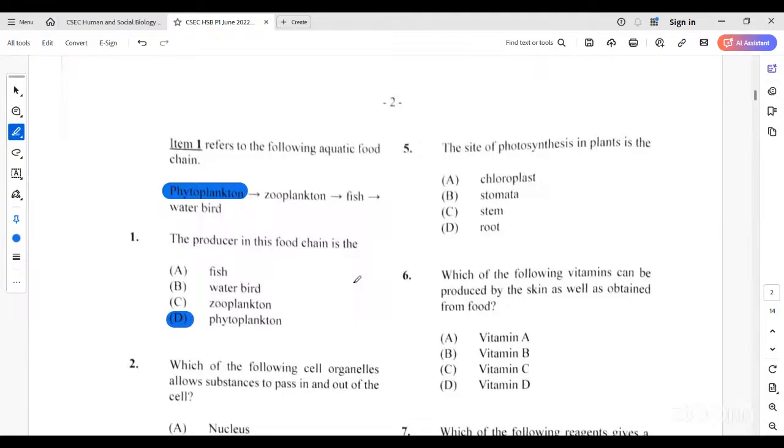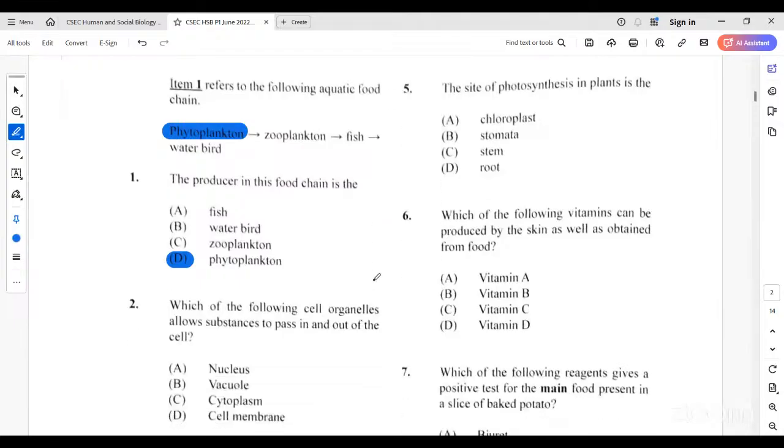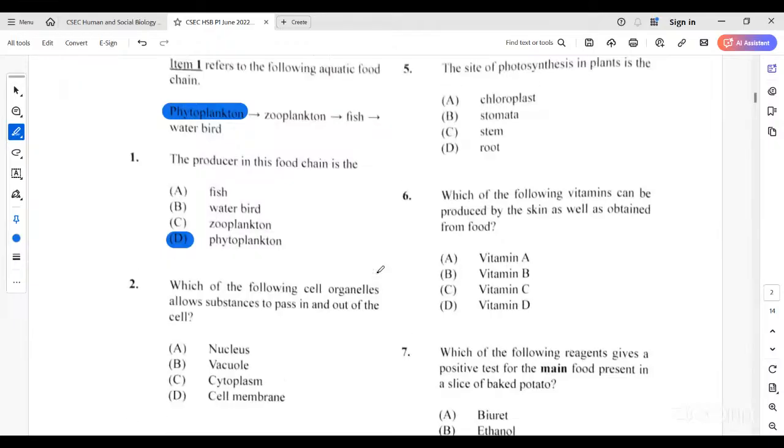And we know this follows A, B, C, D, E in terms of sections of the syllabus. Section A is living organisms and the environment. Section B is life processes. Section C, genetics, hereditary variation. Section D, diseases. Section E, man's impact on the environment. So this is section A. The first question will always be from section A. The 60th question will always be from section E. It follows the alphabet, A, B, C, D, E, right?